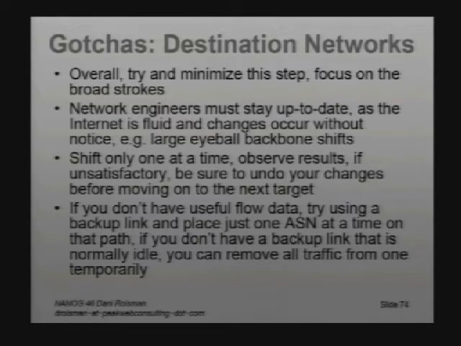This really is better with flow data. But if you don't have useful flow data, go ahead and try using a backup link. If you have backup links to your ISP that normally don't take any traffic, just shift one ASN at a time to that backup link and see how much traffic it's using. Doing it for 15 minutes is not going to cost you anything, and shouldn't cause a performance problem if your ISP knows what they're doing. If you don't have a backup link that's normally idle, but you do have sufficient capacity on other links, go ahead and move all your traffic off a specific link for a brief period of time, shift that traffic over, and take measurements. Again, this is poor man's flow data, right? Flowless flow data.